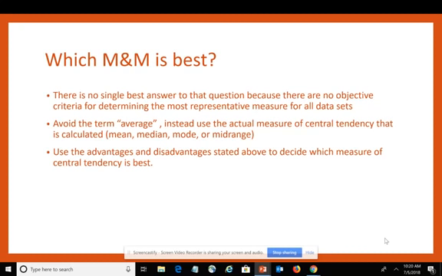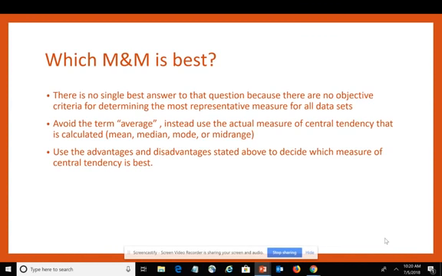So a lot of students say, well, which one should I use? Well, unfortunately, there's not a single best answer to that question. There really are no special criteria for determining which of the measures of center would be best. Oftentimes, if you're writing up your research, you want to avoid using the word average. Instead, be specific. Say the mean, the median, the mode. And you can use the advantages and disadvantages that we looked at above to make a decision on which one you think you should use.